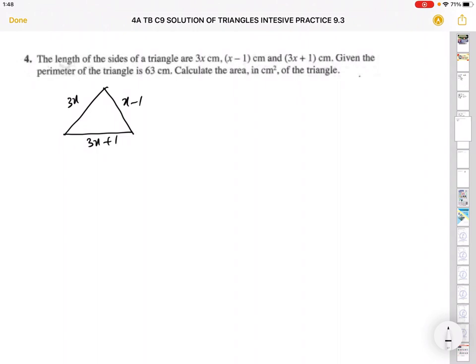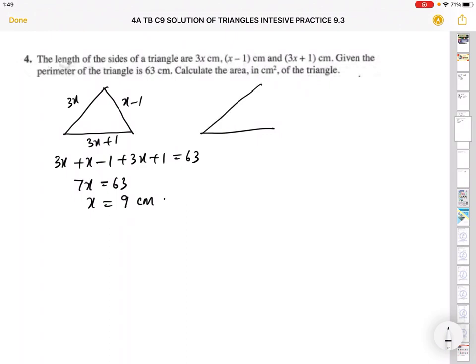Now you're given the perimeter, so if you know your perimeter, we can find the value of x. The perimeter is 63, so 3x plus x minus 1 plus 3x plus 1 is 63, so this will be 7x equals 63, x is just 9. If x is 9, let me just substitute. 3 times 9 is 27, this will be 27 plus 1, 28. 9 minus 1 is just 8. So the length of each side is given.